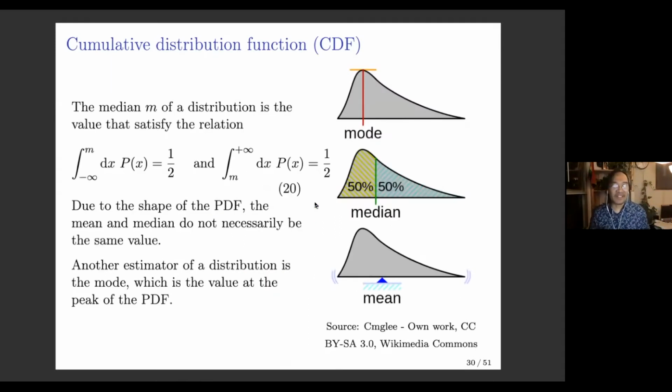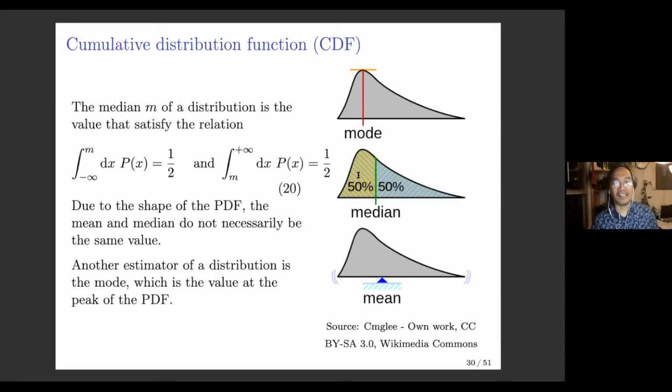It's probably appropriate to talk about the median. A median is another estimator that we can use aside from the expectation value, or the mean, we have discussed. So a median has to satisfy this relation. If you integrate from minus infinity to m, it has to be 50%. Or the opposite, from m to infinity, it also has to be 50%. That means it's the value at which 50% of the samples are less than this value, and 50% are more than this value.